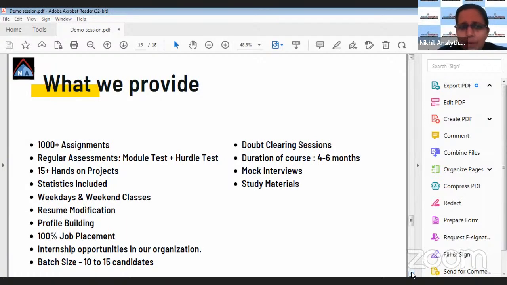So let me tell you, to build a student ready for analytics and data science companies with their challenges, you need to have a lot of hands-on practice. How will you get that? We are helping you with a lot of assignments, because there is a saying: the more you sweat in practice, the less you bleed in war. So for that, you need to do a lot of assignments.